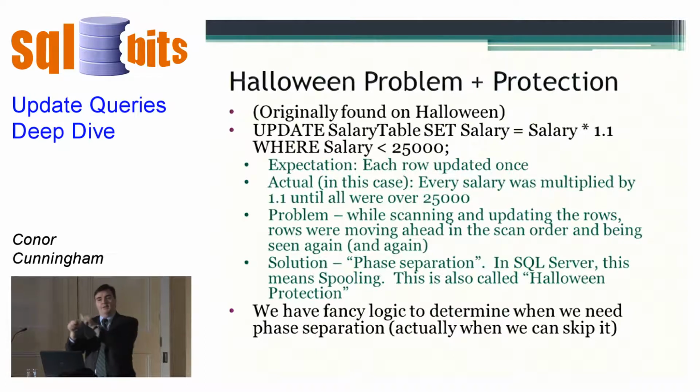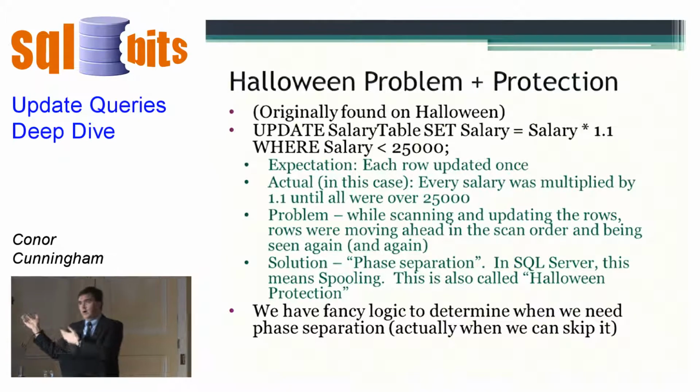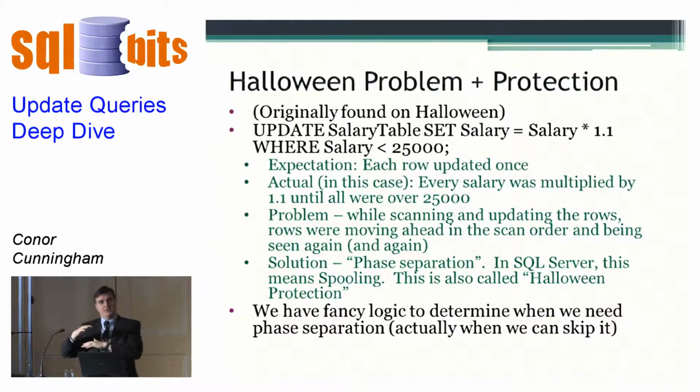Eventually, it would hit that first row again and increase its salary again by another 10%. So eventually, everyone's salary was at least 25,000. That's not what we wanted. The reason this is happening is you're reading data that you've already touched. The mechanisms you have to architect the query processor and the storage engine layers aren't able to hook up and make that work well without some solution to this.